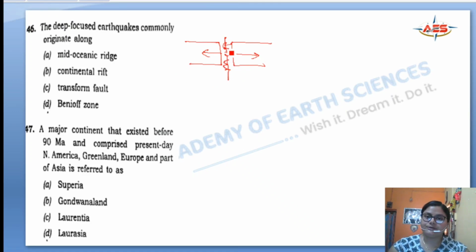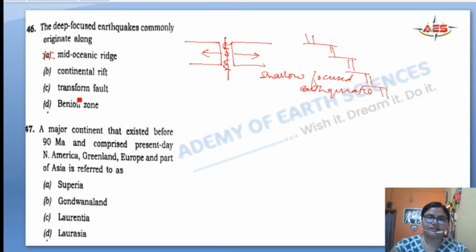Generally the mid ocean ridges are characterized by transform faulting, and these faults are associated with shallow focused earthquakes, okay. So mid ocean ridges are not associated with deep focused earthquakes. This is not the answer.